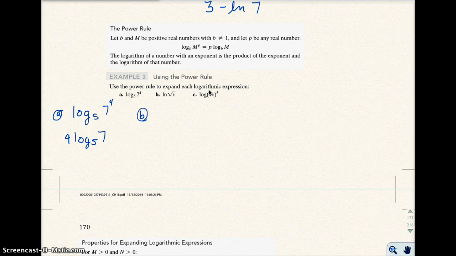In part B, there's no exponent shown, but this is the natural log of the square root of x. That's the same thing as the natural log of x to the 1/2 power. Remember we talked about in the P chapter, the square root is the same thing as the exponent of 1/2. Now I can bring this 1/2 out to the front, so I get 1/2 the natural log of x. And last one, in part C, I have the logarithm of a number with an exponent. This 5 can come out, so I have 5 log 4x.